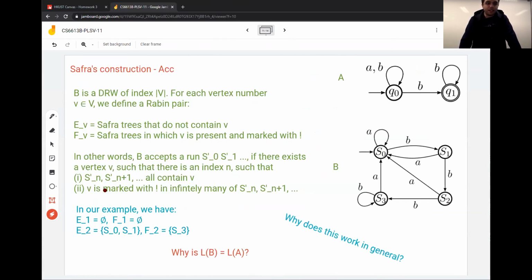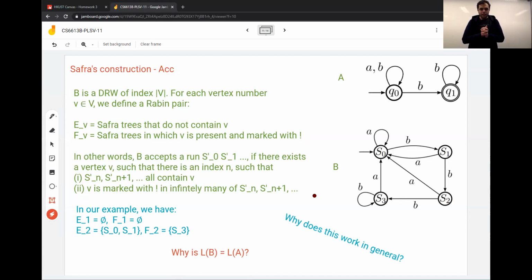So in every Safra tree, there were a bunch of vertex numbers. And what it does is says, okay, so let's, for every possible vertex number, for every V in V, define a pair. And the pair that we define is as follows. So E of V is the set of all Safra trees that do not contain this specific vertex number V. And F of V is the set of Safra trees that contain this vertex, and also in which this vertex is marked with an exclamation mark.